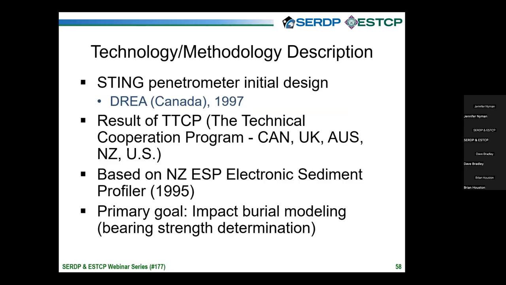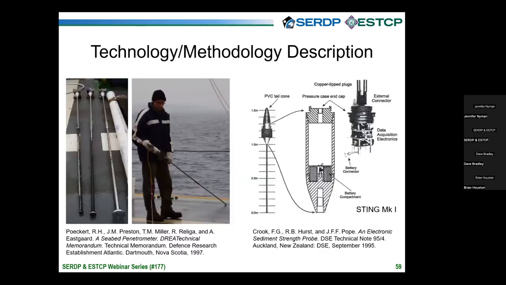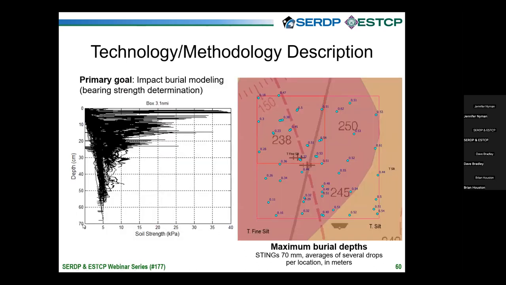So one last thing I'll point out is the use of a penetrometer. We have a sting penetrometer that was originally developed as part of TTCP. We have the expertise to use these devices. And these are just pictures of some of the penetrometers. They have accelerometer heads. These things are deposited over the side. And when they hit the bottom, the deceleration allows us to quantify something called soil strength as a function of depth. And we can use this together with our models to predict the burial of a given UXO item. And this insert on the right just shows you the kind of survey that we did in a number of the boxes.